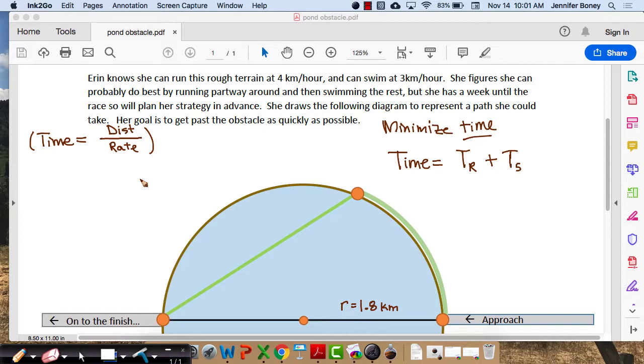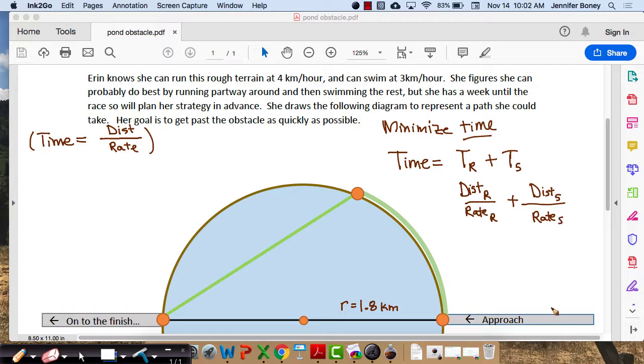So going back to this, I've got two different rates. If I can figure out the distance that she runs, or an expression for this general distance that she runs, and divide that by how fast she runs, and the same with time swimming: the distance swimming divided by the rate swimming.